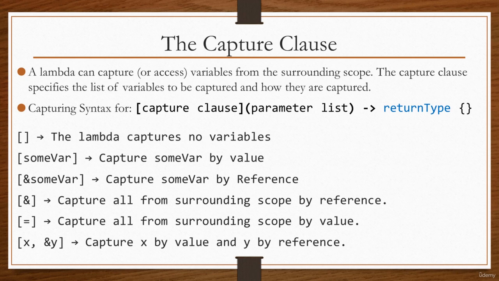Again, reference captures can be modified in the outside scope. Modifications made to variables captured by value will not reflect in the outside scope. You can actually also not modify variables that are captured by value unless you use the mutable specifier, and I'll demonstrate that a bit later.